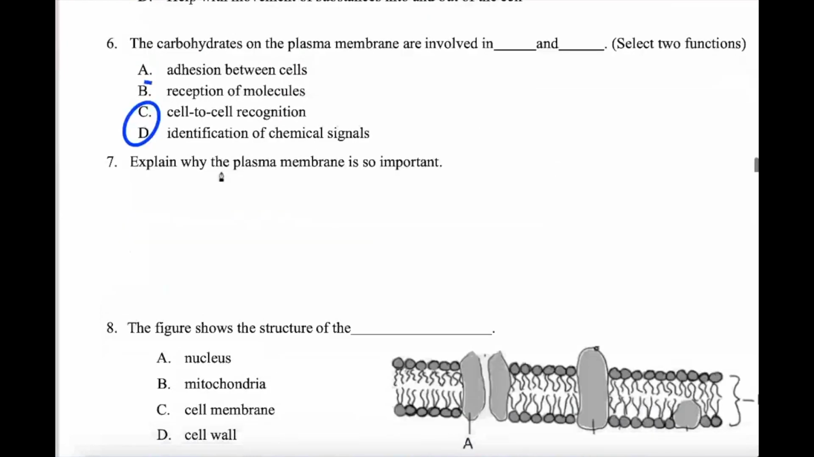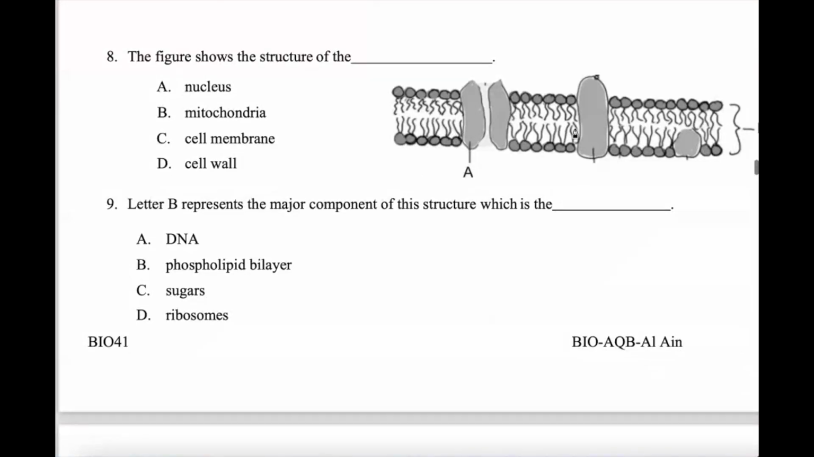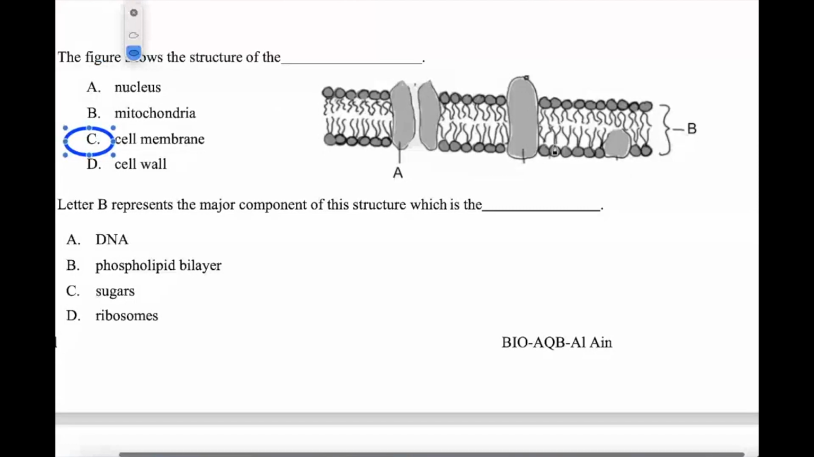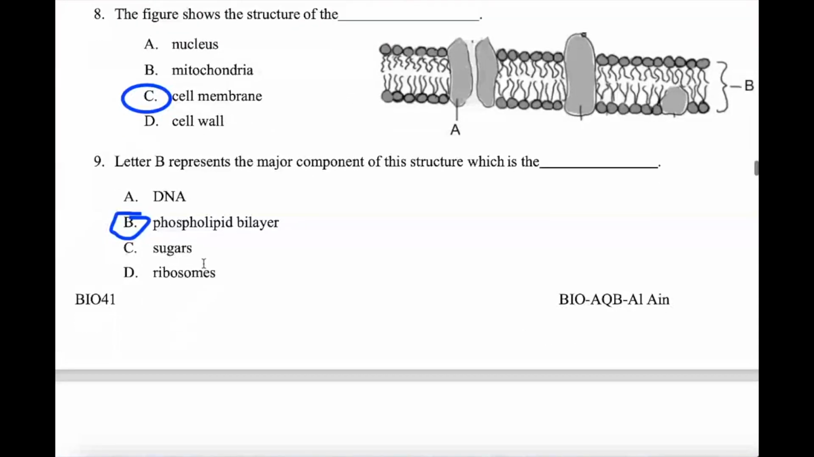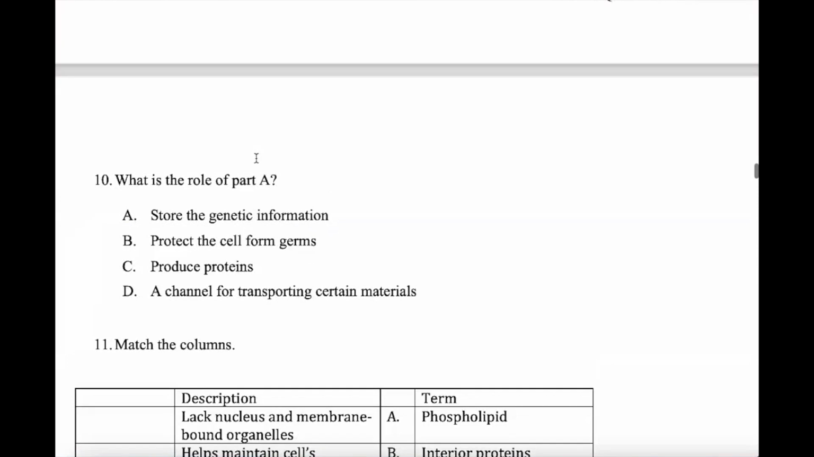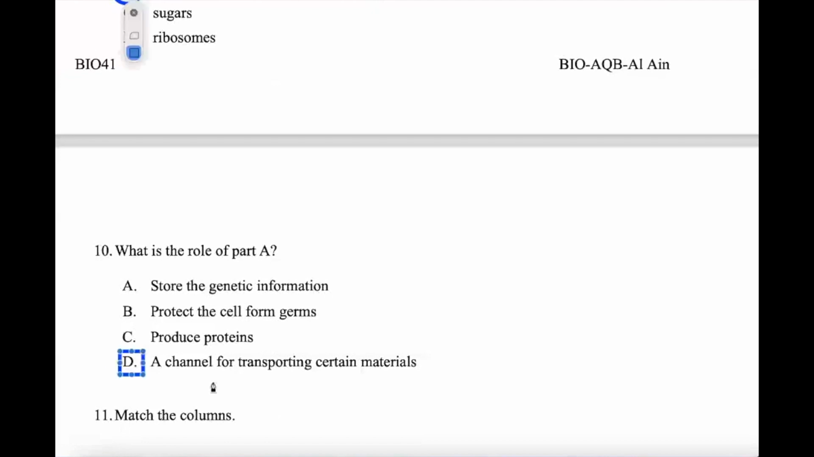Okay, good. Explain why the plasma membrane is so important. We have discussed it like it's a barrier. It maintains homeostasis. It is selectively permeable. The structure shown below, what is it? Cell membrane. Very good. What is A? A, transport protein. B? B, phospholipid bilayer. Yes. So B is the phospholipid bilayer. What is the role of A? Not storage. Channel for transporting certain material. Yes, it's a transport protein.